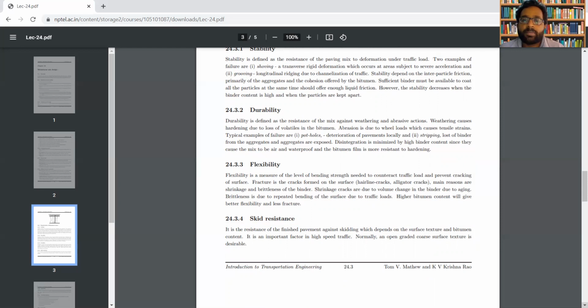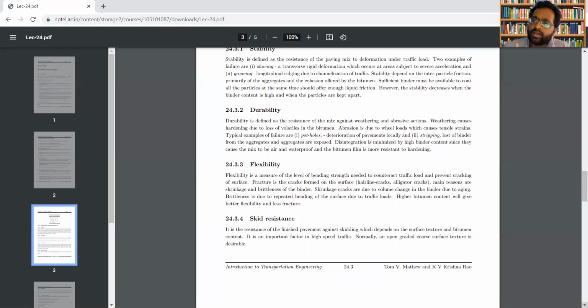Now, weathering will be leading to loss of volatiles in the bitumen. Due to wheel load, there will be abrasion. Abrasion means the particles will be getting rubbed against each other. Now, there are typical examples of failure. One is pothole. Pothole means there will be a deterioration of the pavement locally.